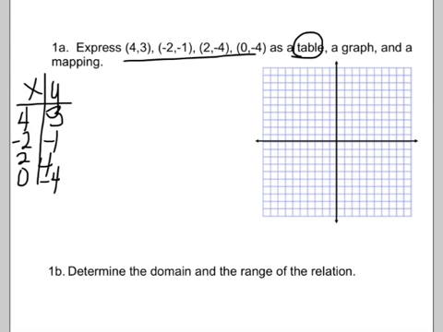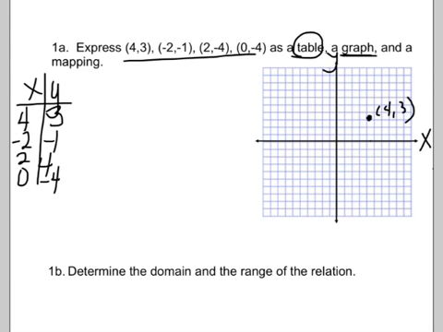Easy enough. Okay? Next it says to do a graph. Alright, a graph, you know how to plot these ordered pairs. Remember your x and your y coordinates. Remember the x comes first and then the y. So if I'm going to plot the ordered pair 4, 3, I'm going to count over on my x-axis to 4. 1, 2, 3, 4, and up to 3 on my y. 1, 2, 3. So that would be my ordered pair of 4, 3.